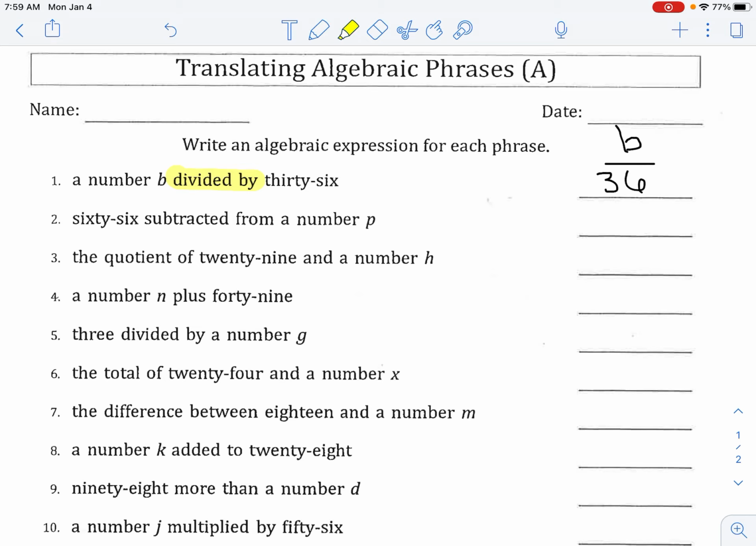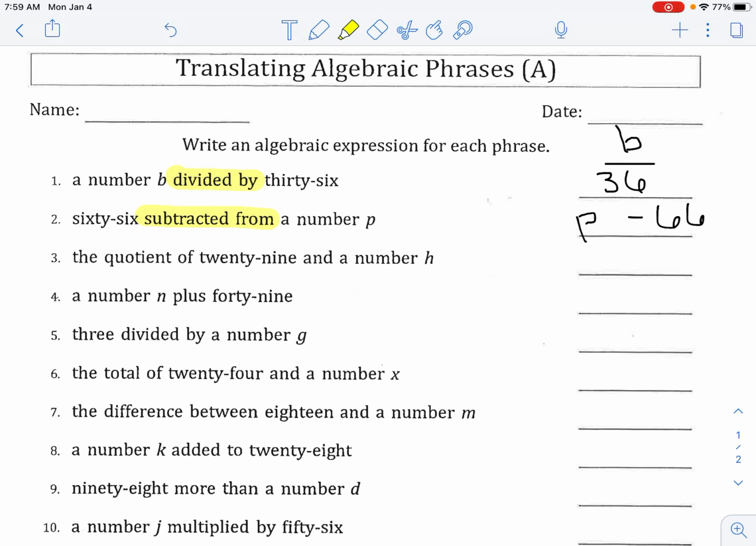Number two, 66 subtracted from a number p. Now, when it's subtracting, you have to be very careful with the order in which you write your terms. We're subtracting 66 from p. So if we're subtracting 66 from p, that's going to be p minus 66.